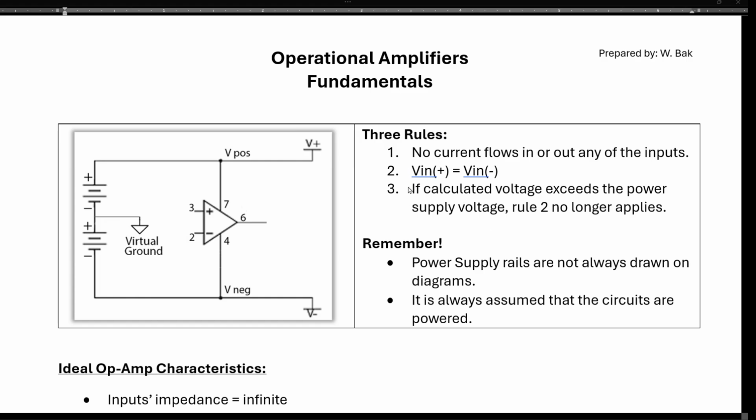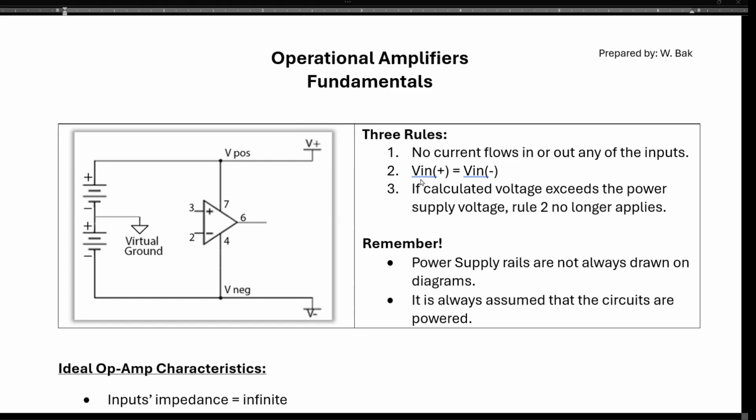Three rules for the operational amplifier. Rule number 1, no current flows in and out of any of the inputs. So no current flows in and out here, no current flows in and out here, when it comes to dealing with all the additional circuitry that is going to be surrounding the operational amplifier.